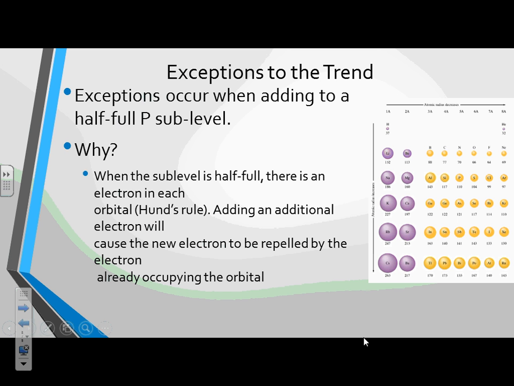So not 3S to 3P. It's going to be more 3P3 to 3P4, right? Yeah. Or when 3P is half full, it's like this because of Hund's rule. But once you move to oxygen, you get another electron, and these two electrons repel each other, making the atomic radius a little bit bigger. And I chose that image because if you look closely at 6A, you can see where the exceptions occur.